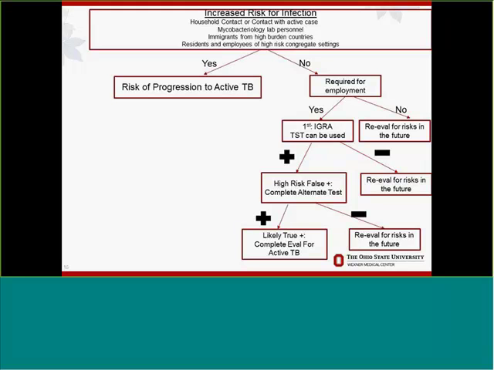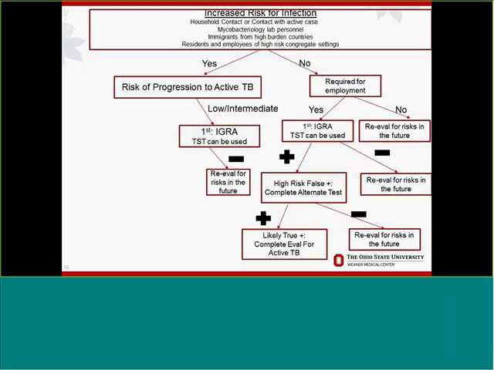So if you determine that, yes, they are at increased risk for infection, the next step is to assess their risk for progression to active TB, because that's going to determine the decision pathway that you use to evaluate this. If they are lower or intermediate risk, again, you use the interferon test. The skin test can be used, but the interferon is preferred. If it's negative, you reevaluate for risks in the future.